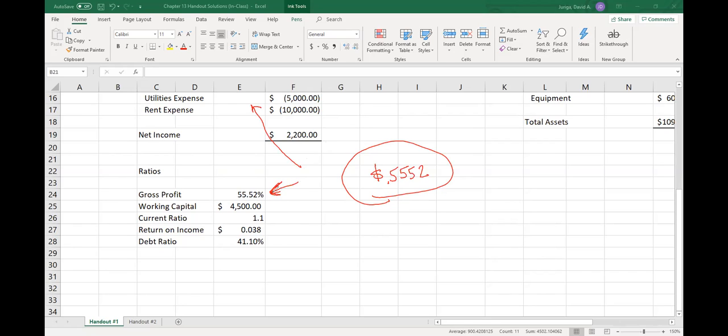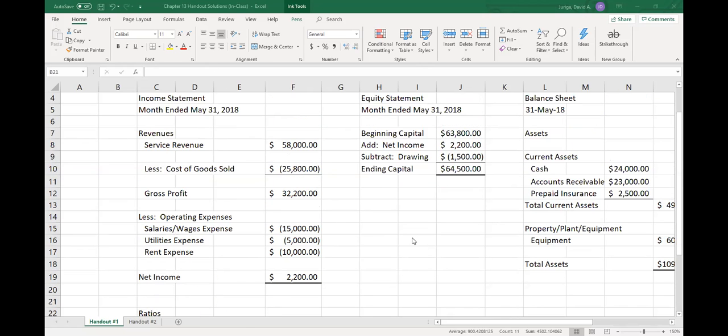The one I like to compare that to is what I call return on income. You can see the return there is 0.038, and I left it in dollar form. This is just more for learning at this point, because I'm not going to test you on this one. What you're comparing there is bottom line net income, which is 2,200, divided by your revenue, which gives you 0.038.